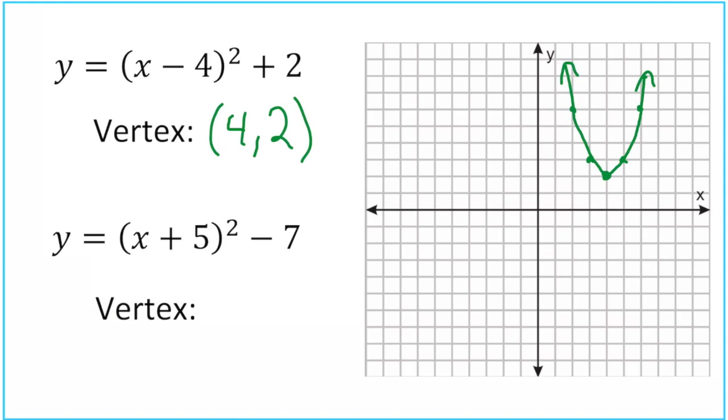Let's take a look. So the opposite of +5 is -5. And then we have a -7. That's my vertex, so I go there. And then from there, I follow my pattern. Over 1, up 1 squared, back to the vertex, over 2, up 2 squared. And there you go. There's your parabola.